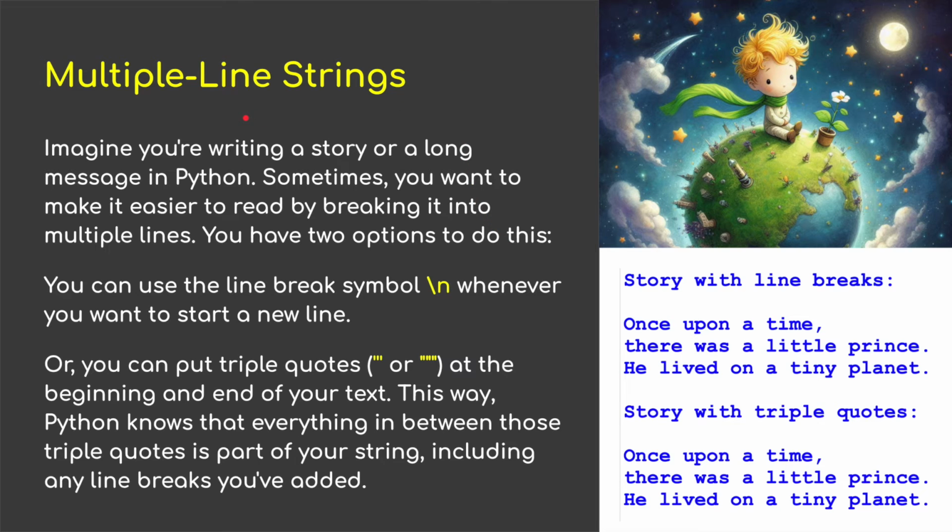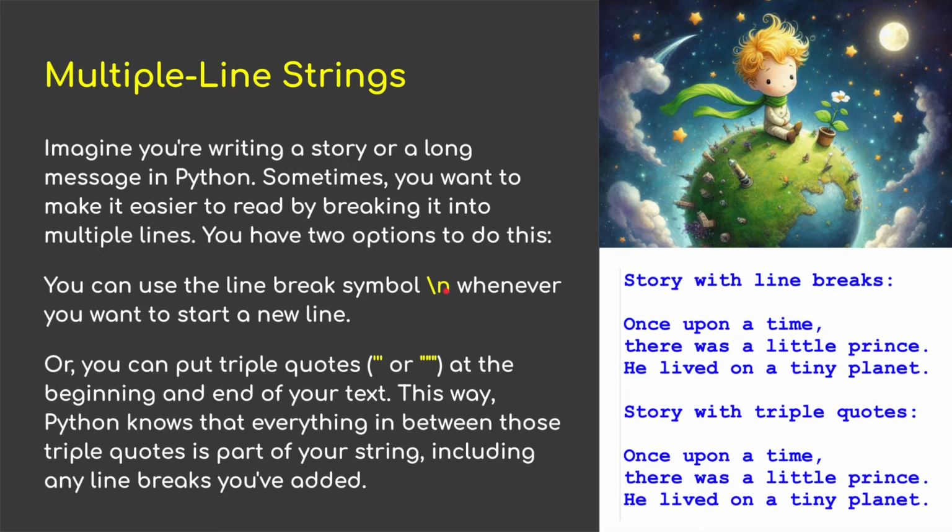So now, what about working with multiple strings? Okay, I've got a block of text I want to print out. I've got a little story about a prince here. Once upon a time there was a little prince, he lived on a tiny planet. At the moment with a string it's one long line, and I'm going to show you that in a moment. Imagine you're writing a story or a long message in Python. Sometimes you want to make it easier to read by breaking it into multiple lines. You have two options to do this.